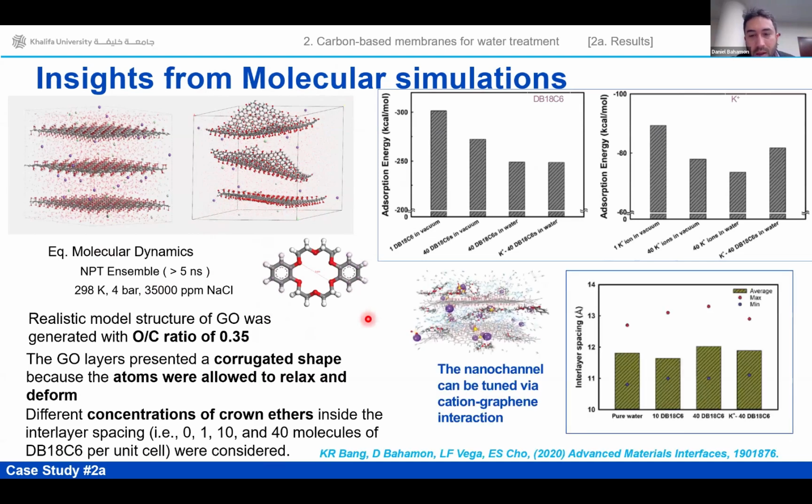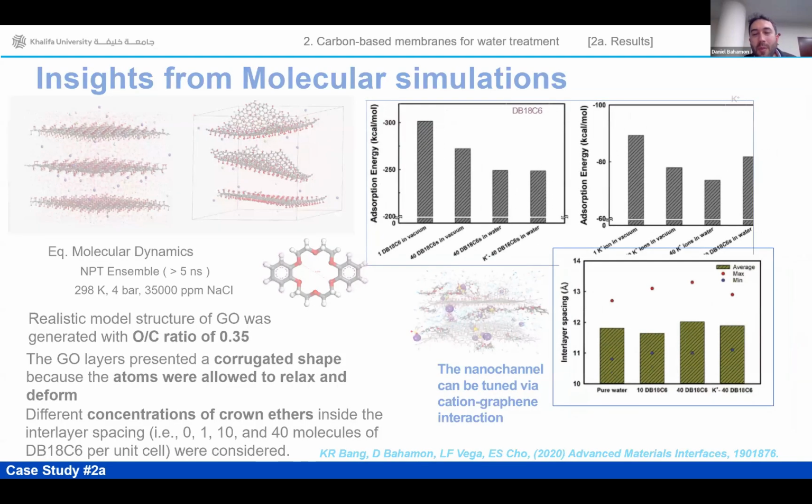We were able to maintain the interlayer spacing after intercalating these crown ethers in between the layers. And actually it was very similar to having graphene oxide in water without the swelling effect. So we can maintain the interlayer distance by holding these layers with these crown ethers and allowing also the ions to be retained closer to these crown ethers.